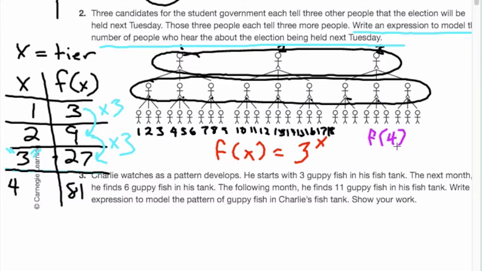So we know that when f of 4, in other words, when I let x equal 4, that's the fourth tier, how many people are we supposed to have? 81. So now if I say 3 raised to the 4th, what does that equal? That's 81, because it's 3 times 3, which is 9. That's 3 raised to the second. Times 3 again is 27. Times 3 again is 81.